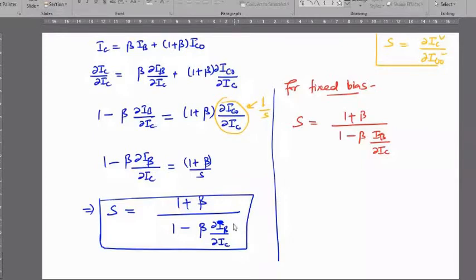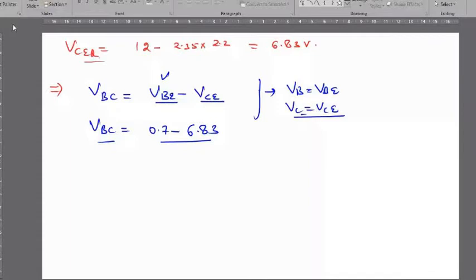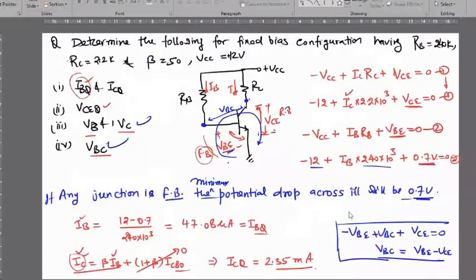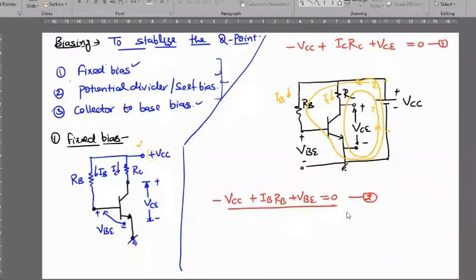Here, we were talking about how to find the stability factor for a fixed bias circuit. So we can recall the fixed bias circuit network equation. This was the first equation: minus VCC plus IBRB plus VBE equals 0. And this was the first equation, and this was the second equation.